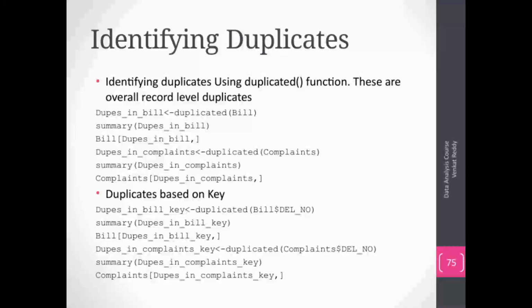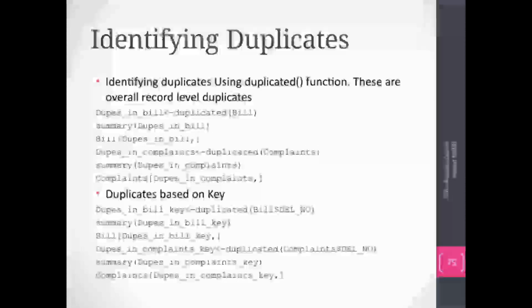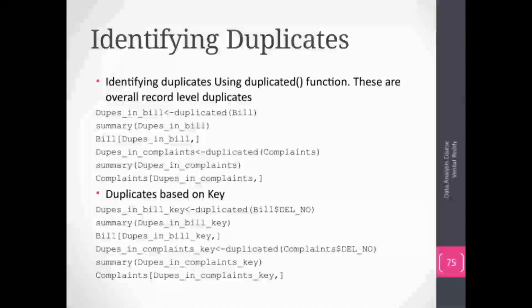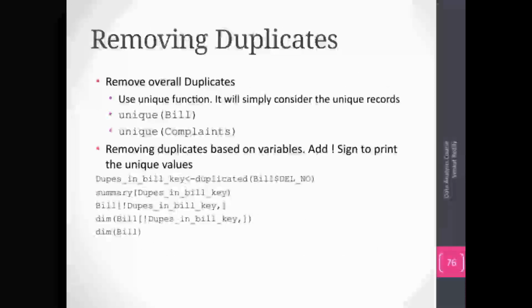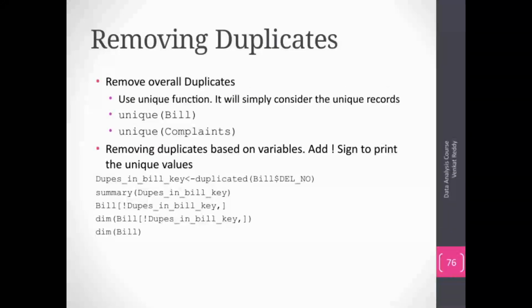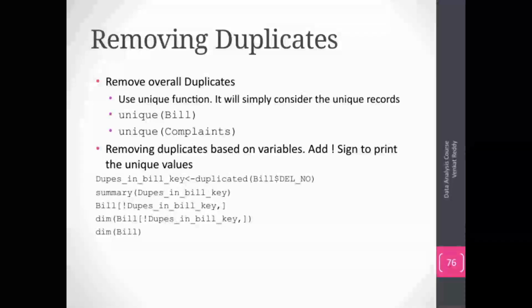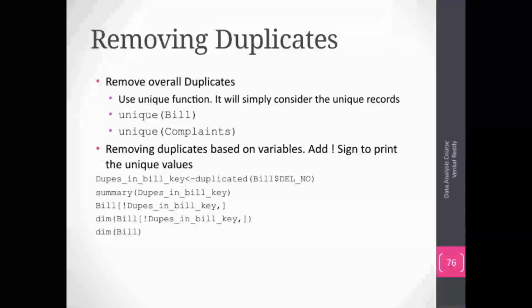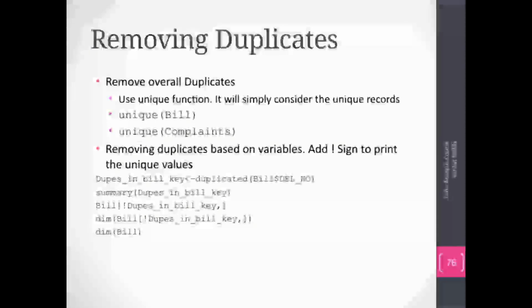When we want to remove duplicates based on specific variables, we add an exclamation mark before the duplicated function. This helps us identify which records are duplicates. For instance, by creating a logical vector like dupes_in_bill_key, we can mark the duplicated entries in the bill's del_no column. Running a summary on this logical vector gives us an overview of how many duplicates exist.